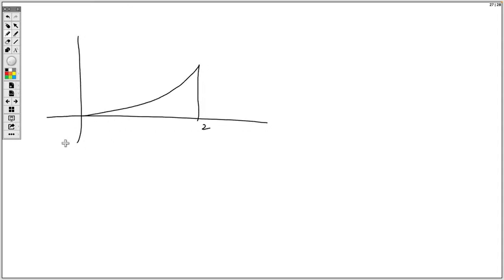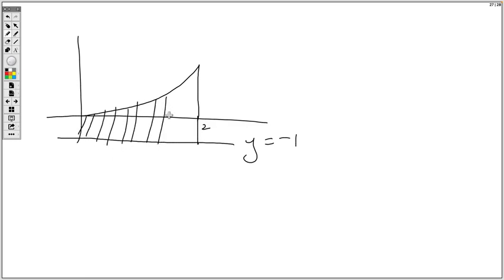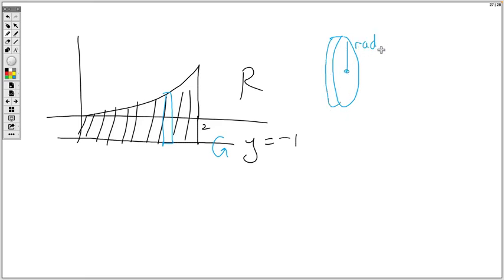So we're going to 2 now. Can't forget that. We're down here. y equals negative 1. So the region now is bounded this way. So that's our region R. We're spinning it around the line y equals negative 1. And so once again, you're drawing your little representative rectangle. You spin that around, you're going to get yourself a little representative disk. Remember, the radius is always in the middle, and the thickness.